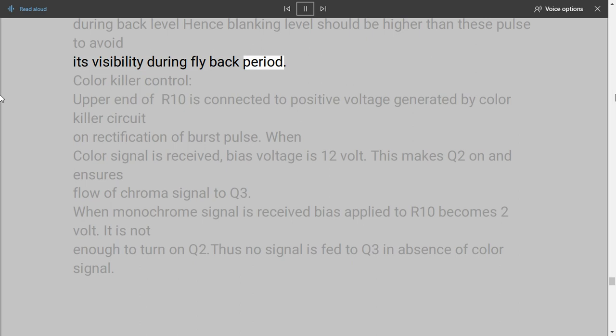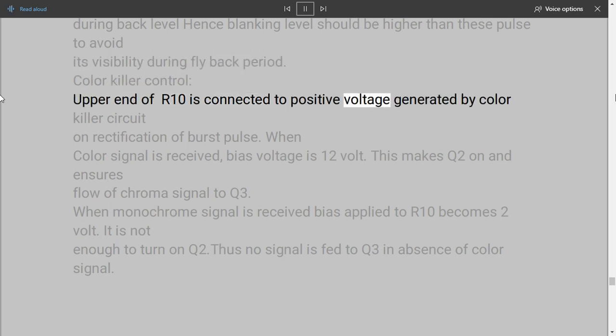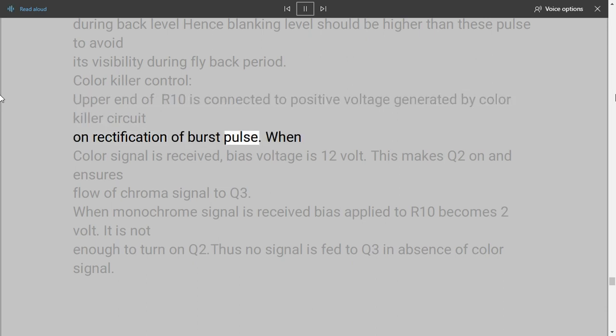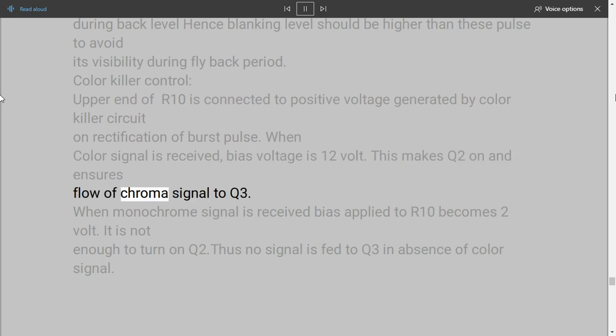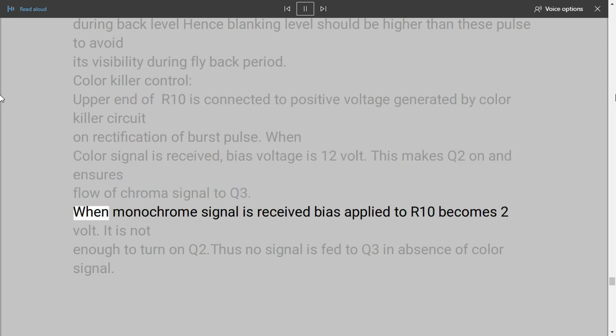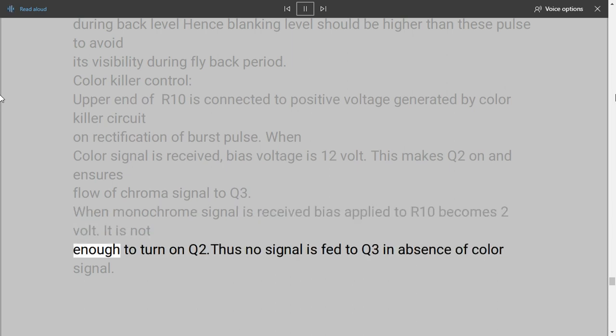Color killer control. The upper end of R10 is connected to the positive voltage generated by the color killer circuit on rectification of the burst pulse. When a color signal is received, the bias voltage is 12 volt. This makes Q2 on and ensures flow of chroma signal to Q3. When a monochrome signal is received, the bias applied to R10 becomes 2 volt. It is not enough to turn on Q2. Thus no signal is fed to Q3 in the absence of a color signal.